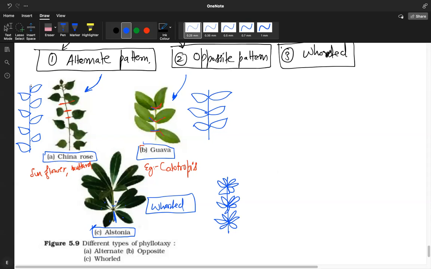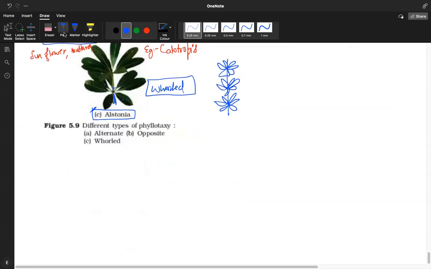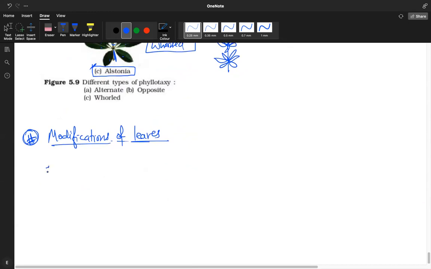Okay, now quickly tell me, let's come to the last part for leaves also, and we always end every section with modifications. So quickly tell me the modifications. This you will tell.